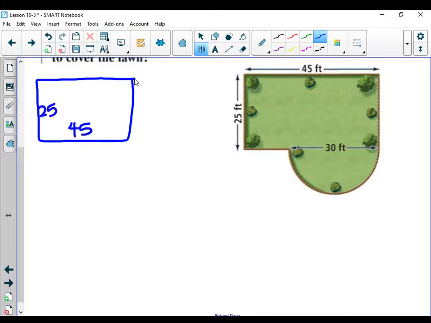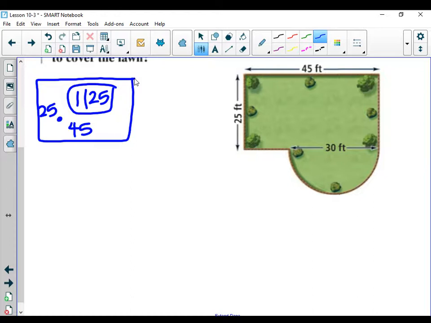45 times 25. Grab a calculator. Here's our pattern. Set it up, use a calculator. Whatever you guys said it is. 1,125. Thank you. Then we just had like half the area of the half circle.